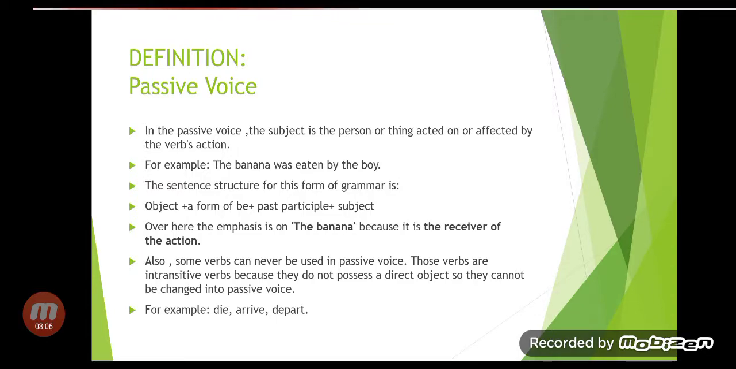Another thing that I would like to mention over here is that some verbs can never be used in passive voice. What are those verbs? Those verbs are the intransitive verbs. Why? Because they do not possess a direct object, so they cannot be changed into passive voice. For example, some intransitive verbs are die, arrive, and depart. Always keep in mind that whenever you find an intransitive verb, it cannot be changed into passive voice.